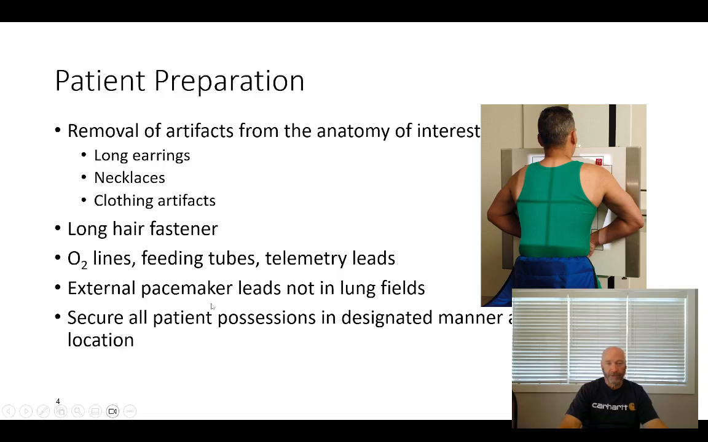So external pacemakers are a thing, and they would follow your telemetry. If the patient has an internal pacemaker, you can't really do anything about that. But external pacemakers you can.